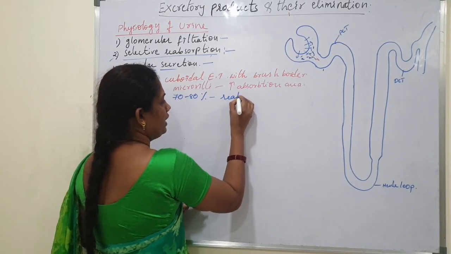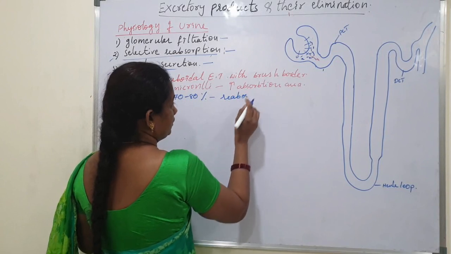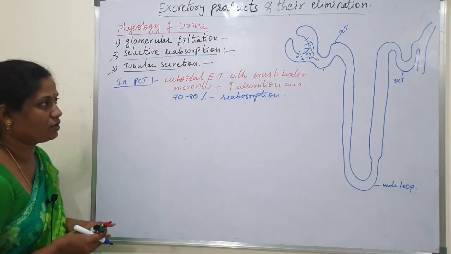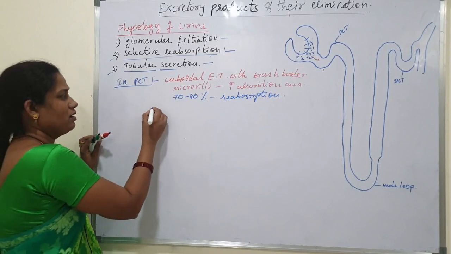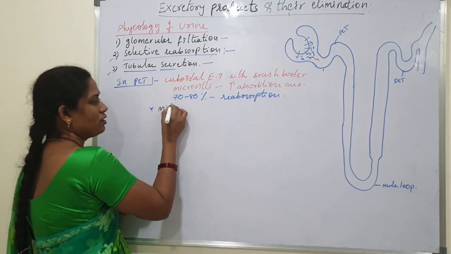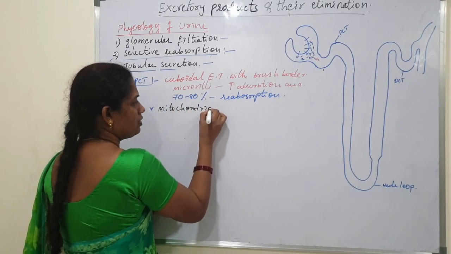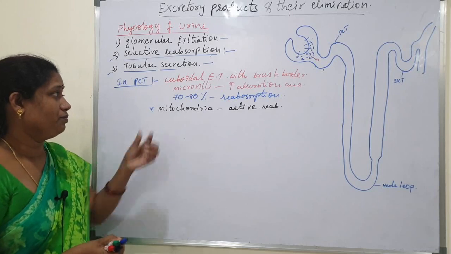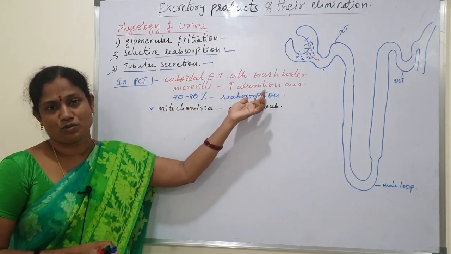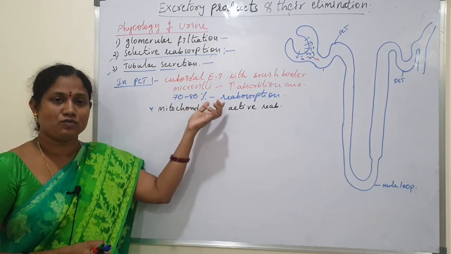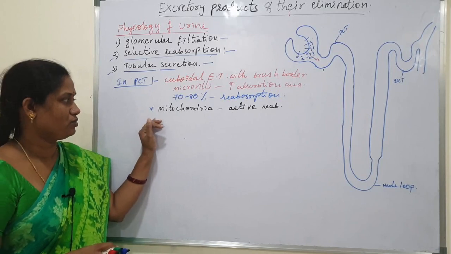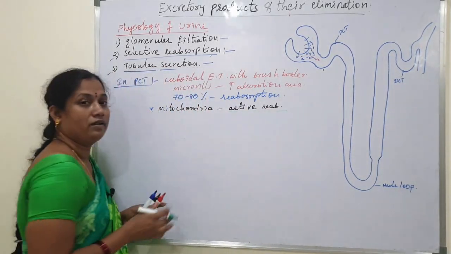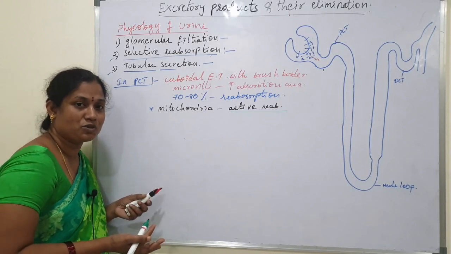So 70 to 80% of reabsorption takes place here because of these microvilli. Also, a lot of mitochondria are present, and they provide the energy for active reabsorption. So in the PCT, both active reabsorption and passive reabsorption take place.